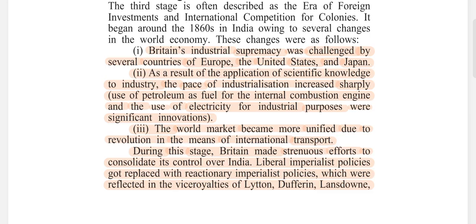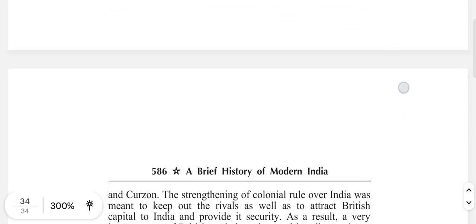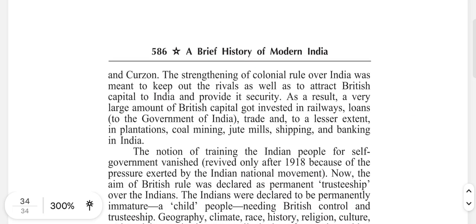During this stage, Britain made strenuous efforts to consolidate its control over India. Liberal imperialist policies were replaced with reactionary imperialist policies, which were reflected in the viceroyalties of Lytton, Dufferin, Lansdowne, and Curzon. The strengthening of colonial rule over India was meant to keep out the rivals as well as to attract British capital to India and provide it security.